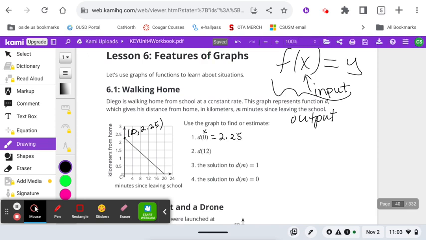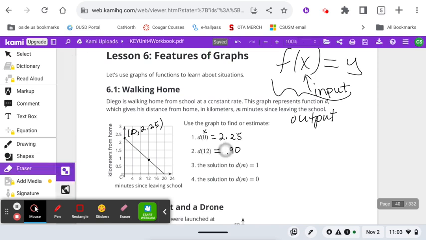Let's go do d of 12. Okay, how'd you do? Go out 12 and up. About where do you think that's falling? Again, when it's not on a corner, do your best to estimate. Do you think that's at like 0.9? Do you think that's at 0.8? Because it's not at 1. It's not quite on the corner there.